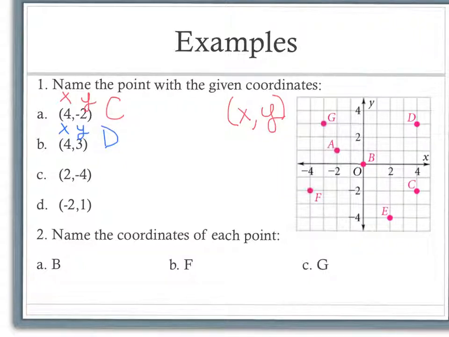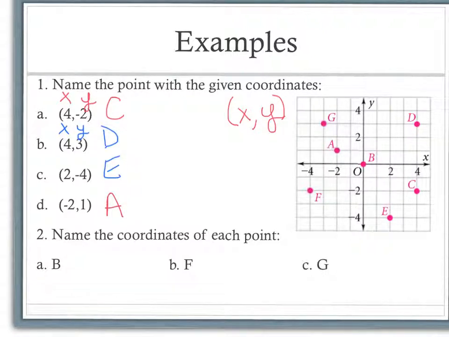Letter C, (2, -4), starting at the origin, go right 2 and down 4. We get to point E. And finally, in D, we have (-2, 1). Going back to the origin, this time we'll go left 2 and up 1, and we get to point A.